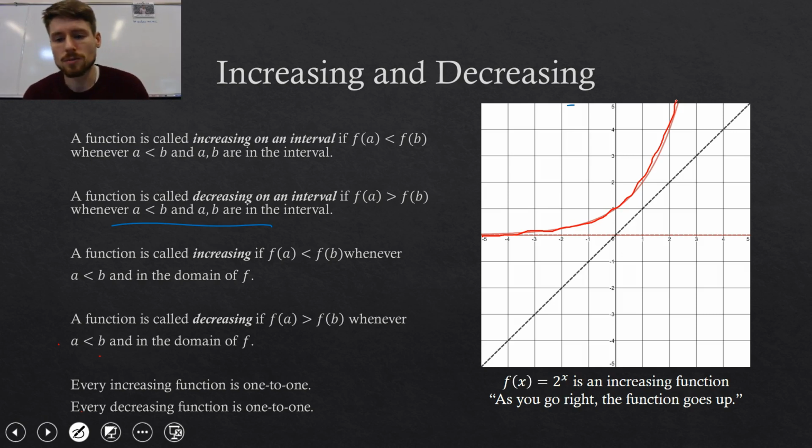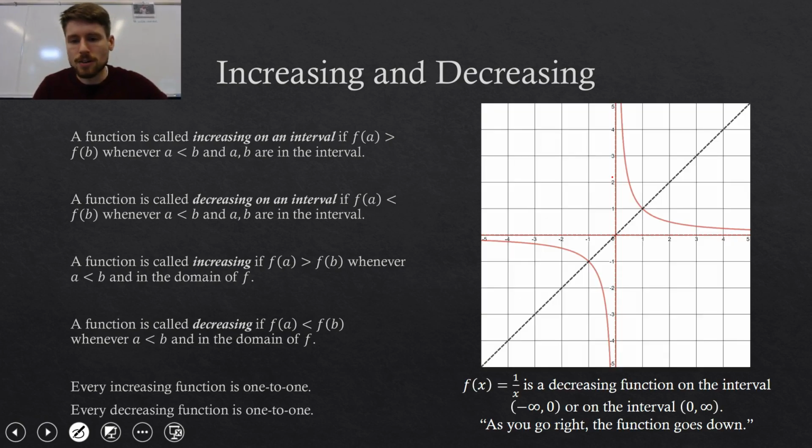So whenever we're to the right, for example, we could use -1 and 1 as a and b, and we can see the value here is 1/2, and the value here is 2, and so that increasing property holds. F of 1 is more than f of -1. That holds no matter what your two values are, as long as the b value to the right is more than the a value. That's increasing.